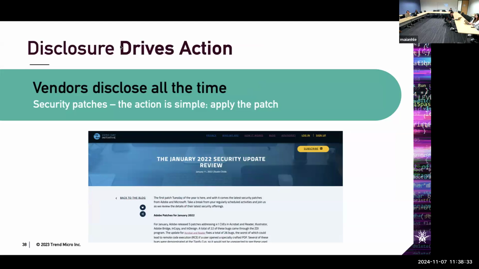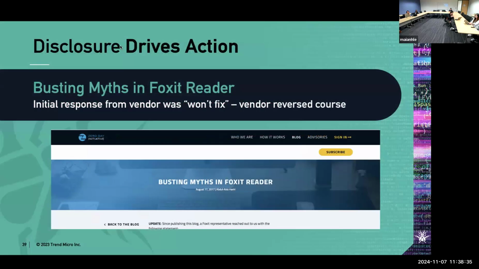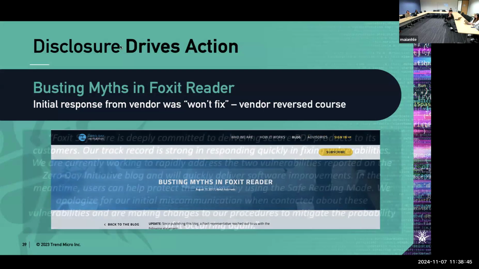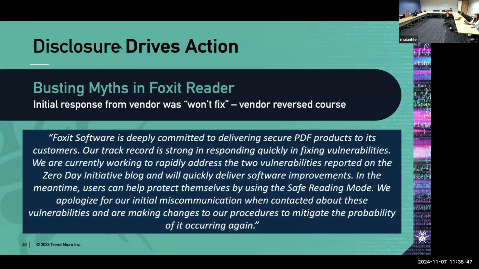And yeah. So one example of disclosure driving action is something we want to show, like Foxit. We had a disagreement with Foxit. They said we won't fix this bug, we don't think it's relevant, and then we blogged about it. And then after we blogged about it, they changed their mind and fixed the vulnerability. So really, we're still coordinating with them, but again, it's disclosure that drives action.